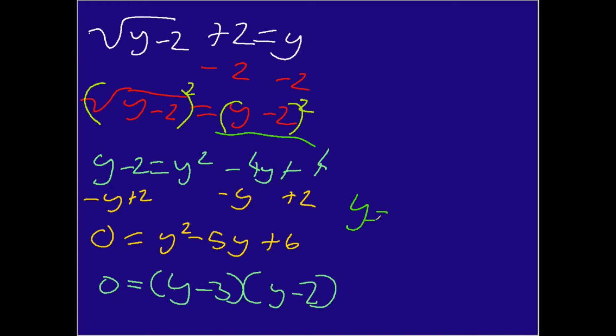Y can equal positive 3 or positive 2. And you can see that essentially we're done at this point. So this is how you solve a radical equation when you are able to use the binomial square method. Now let's do one last one and conclude this video.